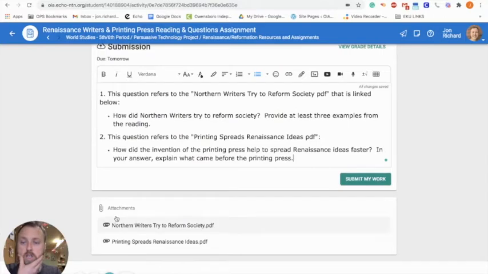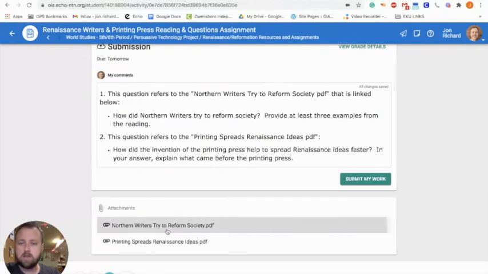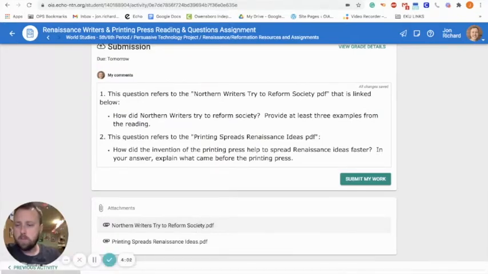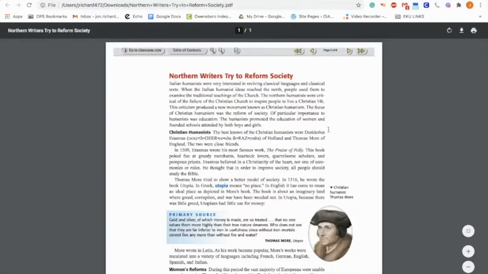There's one question that goes along with this, and it says, how do Northern writers try to reform society? It goes right along with the title. Provide at least 3 examples from the reading. So we're going to write a short paragraph with 3 examples from the reading on how they try to reform society. So let's look at this first one. So opening this up should take us over to it. Okay.